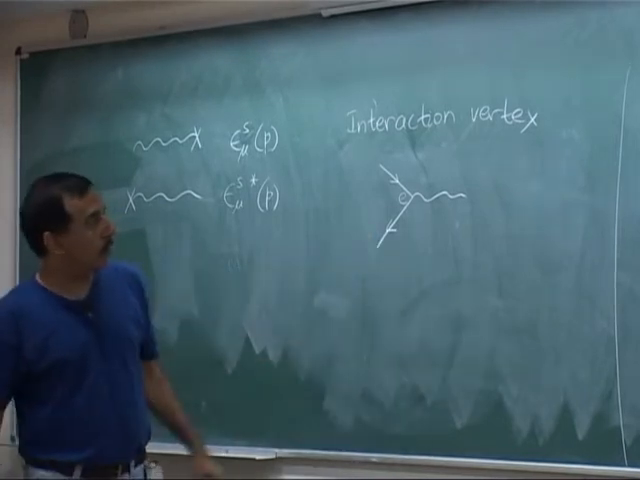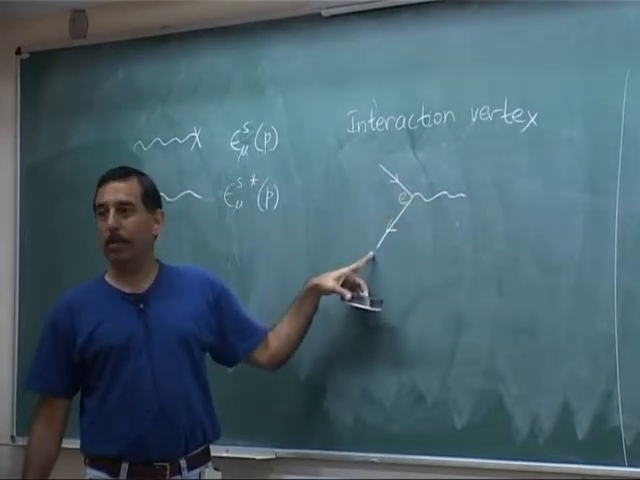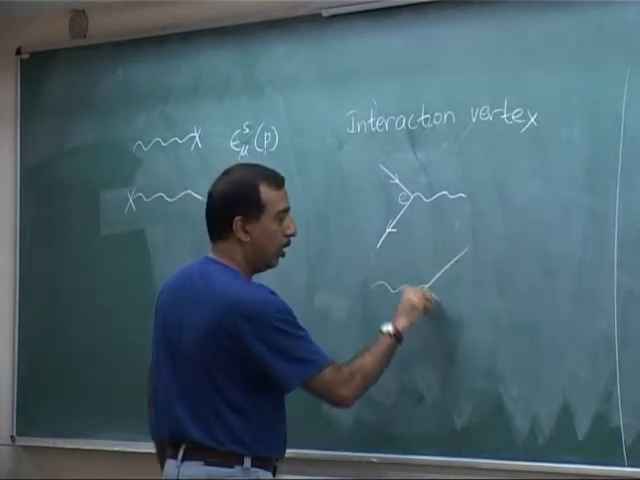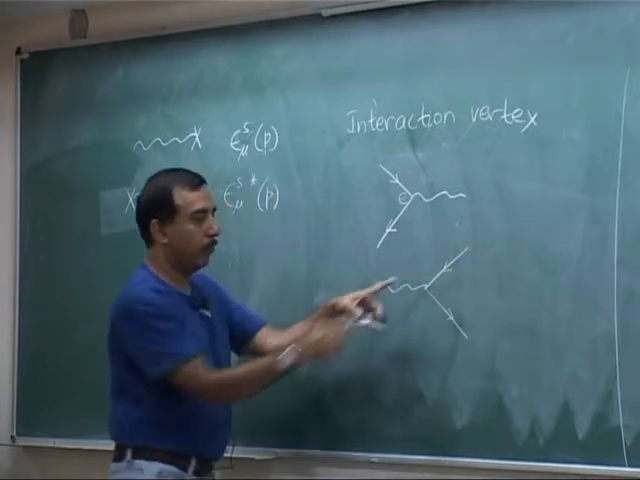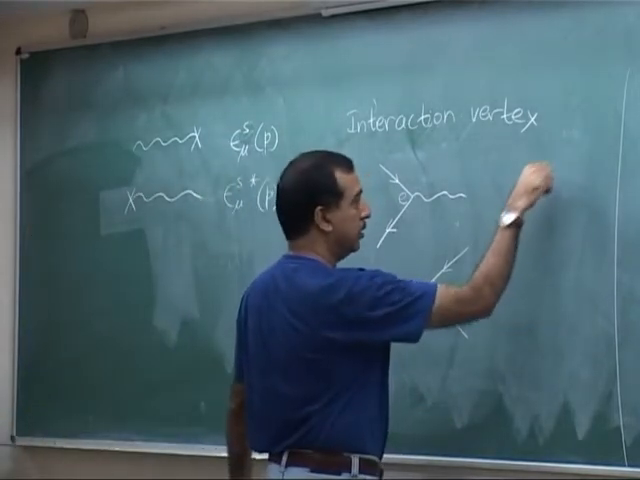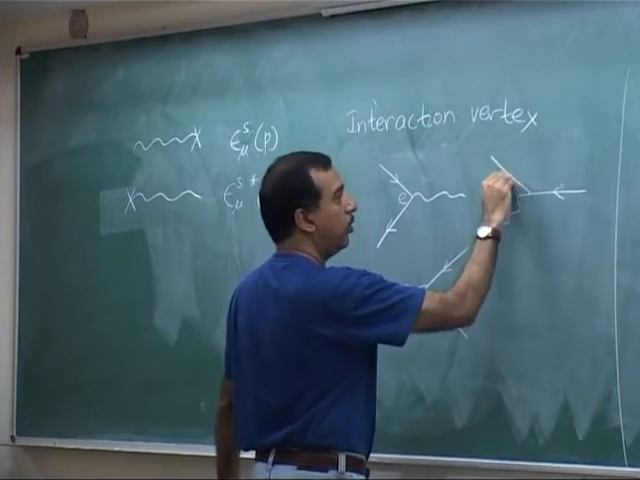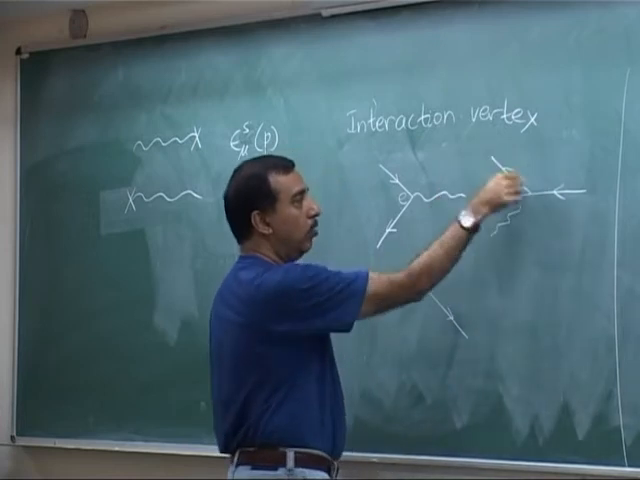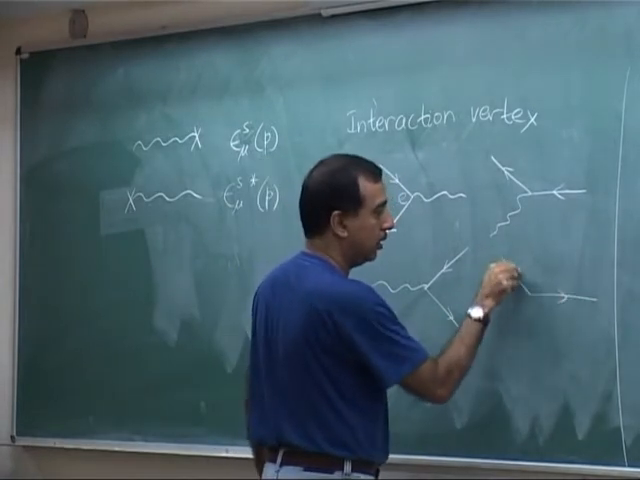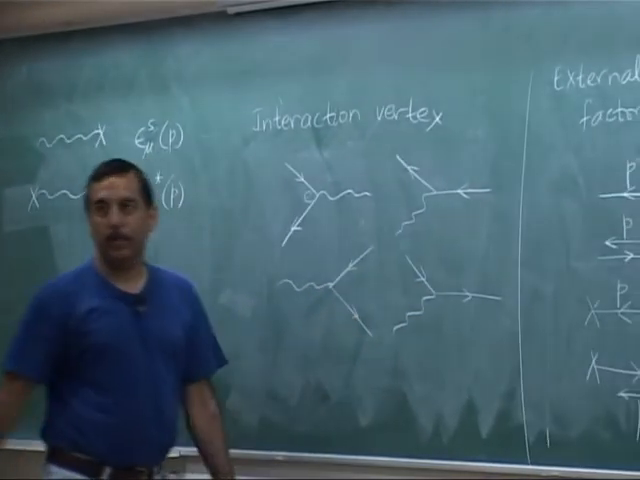As I've drawn it, what does it look like? It looks like a photon coming from minus infinity and splitting into an electron-positron pair. But if I drew it like this, it would be an electron-positron pair coming in from infinity and annihilating into a photon. If I drew it like this, it would be an electron coming in, going out after emitting a photon. If I drew it like this, it would be a positron coming in, propagating out after emitting a photon.